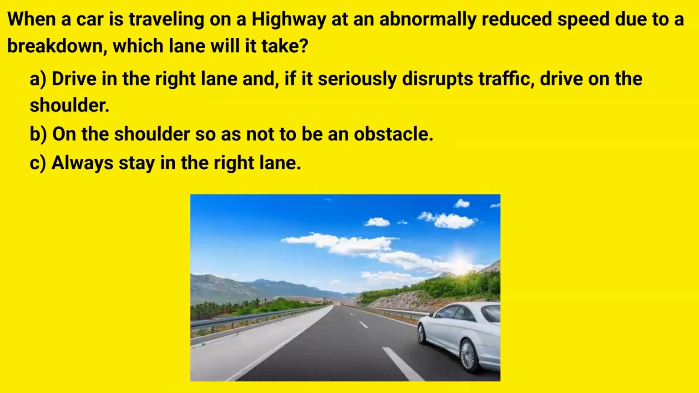Next question. When a car is traveling on a highway at an abnormally reduced speed due to a breakdown, which lane will it take? Now, there is a question about abnormally reduced speed. Options are: A, drive in the right lane, and if it seriously disrupts traffic, drive on the shoulder. B, on the shoulder so as not to be an obstacle. C, always stay in the right lane.